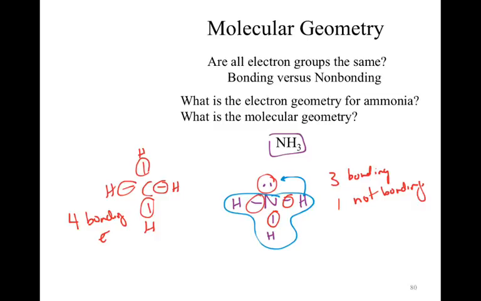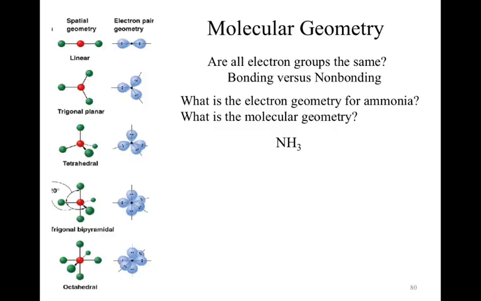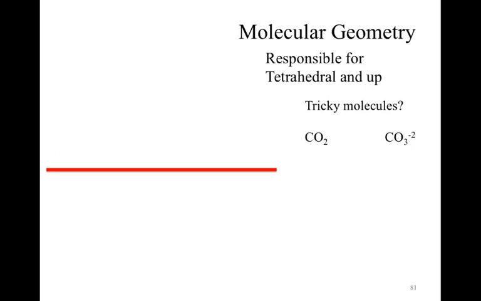Well, that is now going to change my shape. It can't be the same tetrahedral shape because I'm now looking at the atoms, not the electrons. The shape that comes out of this is now trigonal pyramidal. How do we know this?